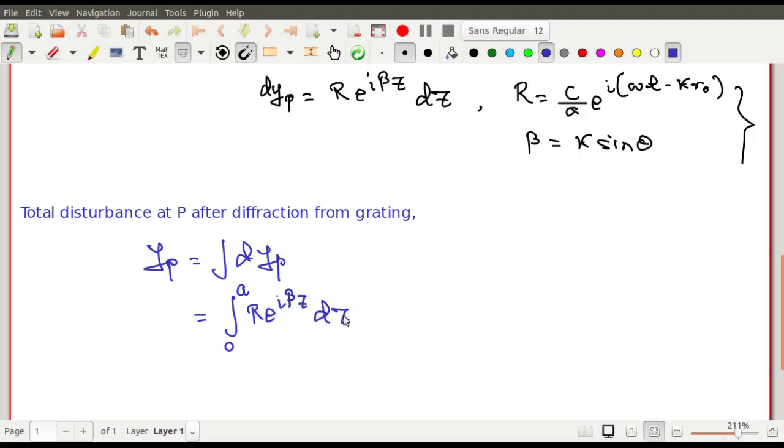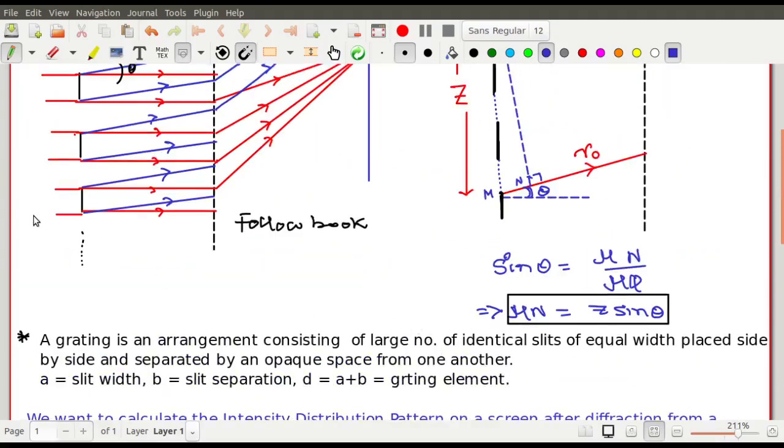This comes first, just like what you did in the double slit. Then it will be from d to d plus a, because in between, b amount of space has to be left. So it is R e to the power i beta z dz. This was for the double slit. Please go through your double slit calculation, you will find this. If there are two slits, it will be this.